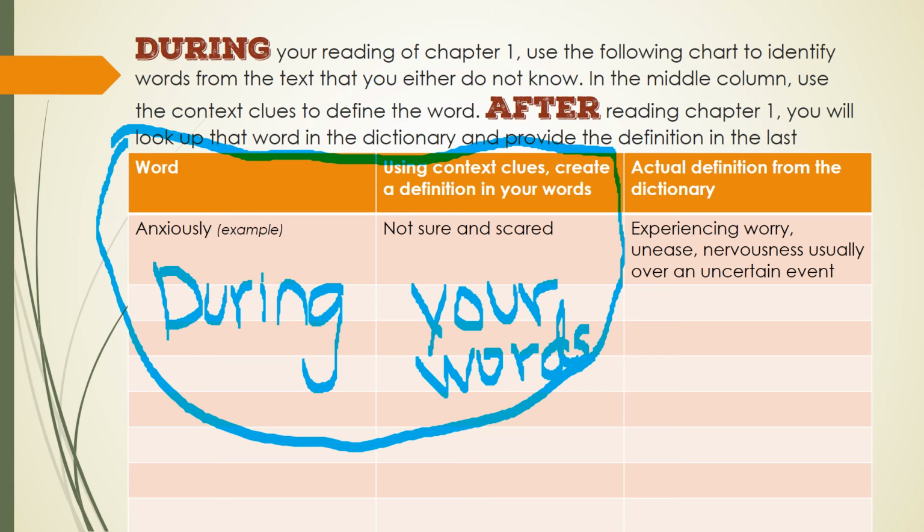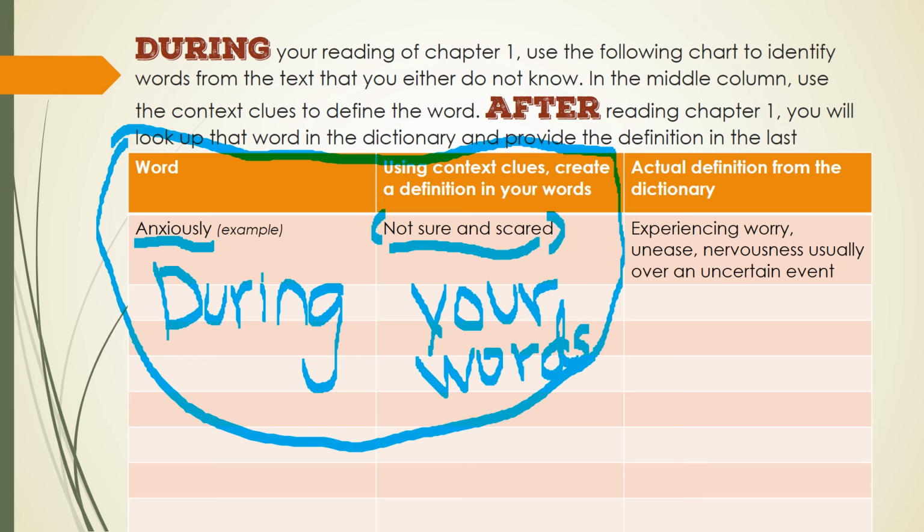I'm going to give you my example here. During chapter 1, I saw the word anxiously right on the bottom of the first page. And that can be a word that gives people trouble. Generally, most of you might know that one. And in my own words, I put that it meant not sure and scared. Because the sentence that I read said that they saw something, they were looking around anxiously, and the word frightened was also in that sentence. And so that led me to this definition.